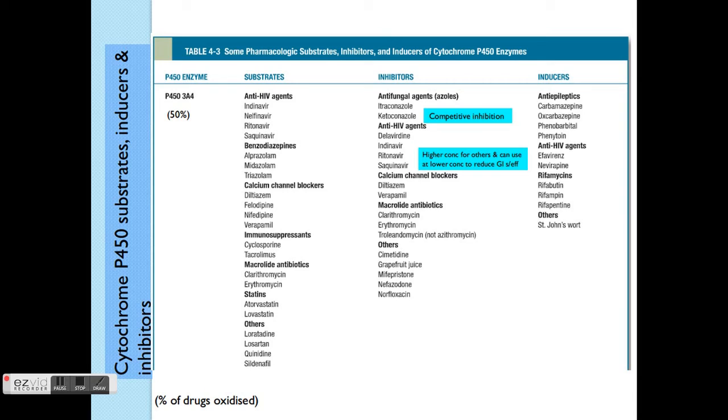There are a few agents here that are not really drugs. For example, grapefruit juice is becoming more and more popular locally just because more people are importing it. And there's also another herbal extract here called St. John's wort, which is an inducer.